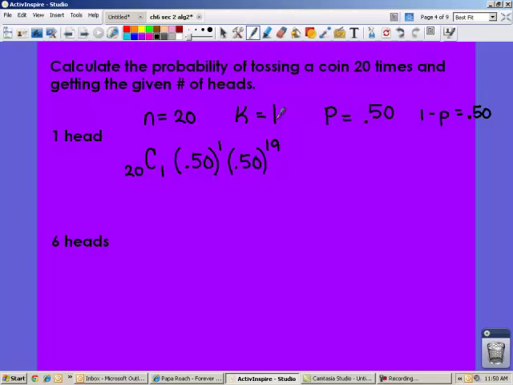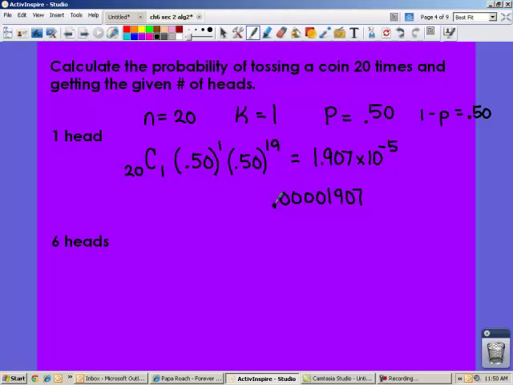And when you plug this into your calculator, you get something like this. And I really don't want your answer in scientific notation, so you're going to have to move the decimal over 5 spots. Because it's negative, it's going to go this way. So you end up with this very small number. And that's the probability of getting a head if you toss a coin 20 times.